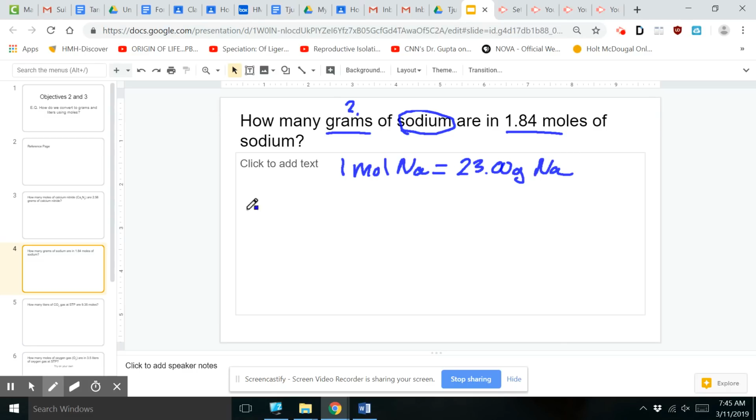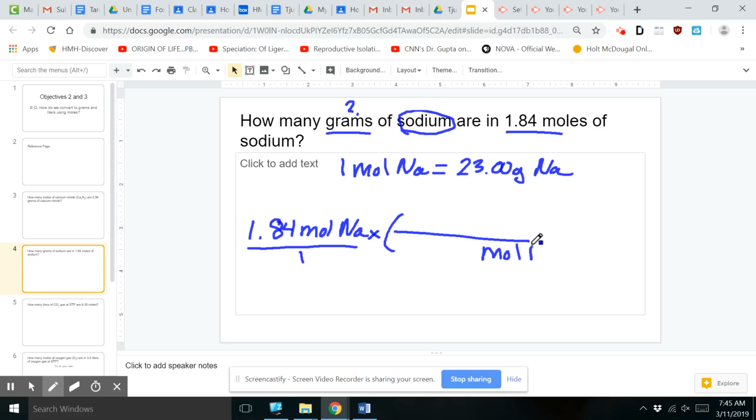So again, you start with the number that's given to you, 1.84 moles sodium. You'll notice yet again, I'm going to put it over 1 in case that makes you feel better. Trying to get rid of moles, you notice this time moles is on the bottom because that's what we're trying to cancel out. And then I can put grams on top. Okay, so those cancel out. I didn't do that last time, sorry. The number that goes with moles is 1, and the number that goes with grams is 23.00.